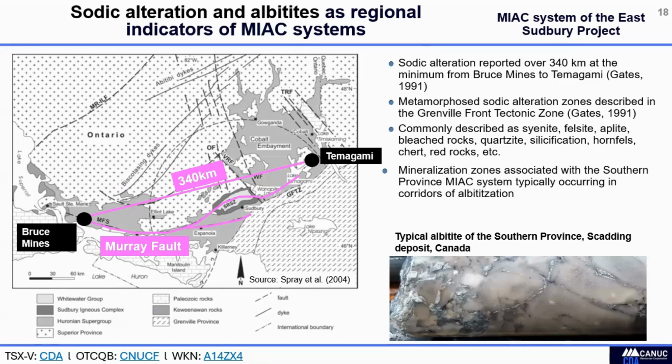When we move west of the Sudbury Basin, it's primarily in relationship to the Murray Fault. Once we move east of the Sudbury Basin, the structural control becomes a bit more polydimensional, but it's a long corridor of sodic alteration that extends over 240 kilometers.